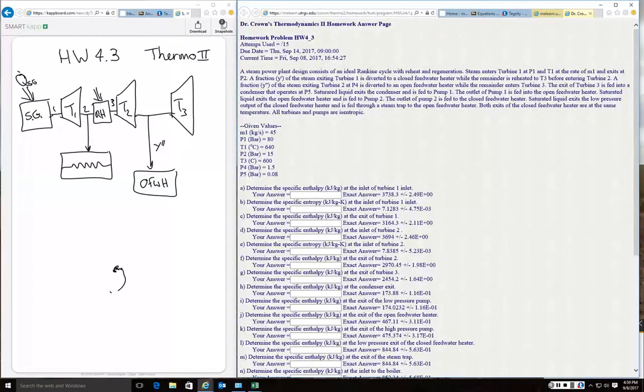Ultimately, what we're going to have is the power for turbine 1, the power for turbine 2, power for turbine 3, minus the power for pump 1, minus the power for pump 2, divided by all the heat transfer that we have to pay for, which would be the Q for the steam generator and the Q for the reheat.